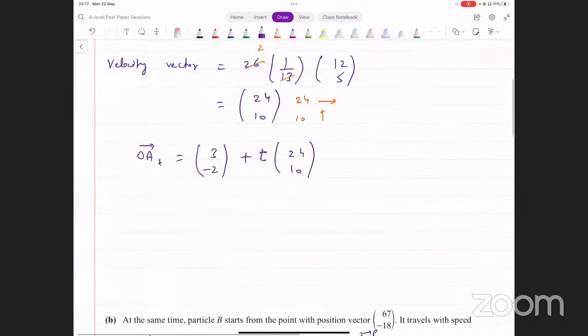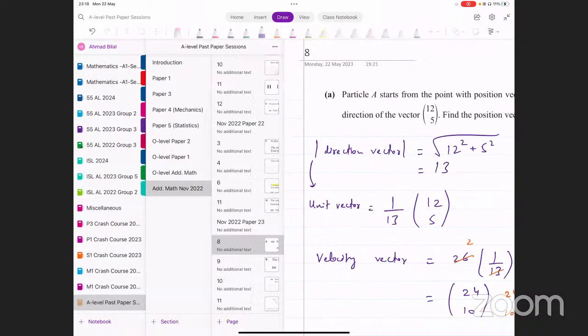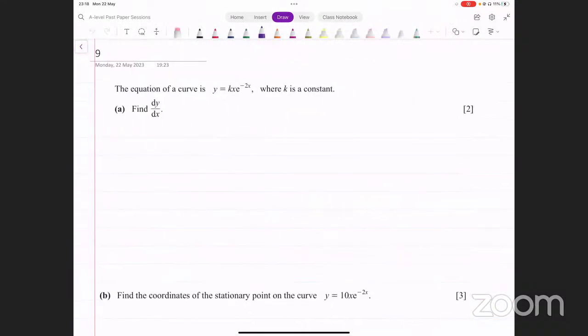Okay, that was question number 8 from this paper. Let's move on to the next one. The next one that I want to do is question number 9. Let's have a look at this. It says the equation of a curve is y equals kx into e raised to power -2x, where k is a constant. We need to find dy over dx. Okay, let's do that. That's pretty straightforward.